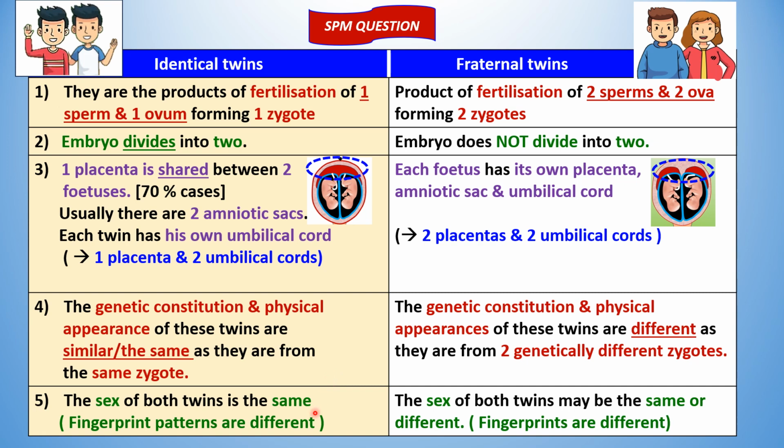Now, as to the sex of both twins, it must be the same for identical twins, okay, because sex is determined by the chromosomes, okay, so it has a genetic basis. Now, the sex of both fraternal twins may be the same or they may be different, okay, either two boys, two girls, or one boy, one girl.